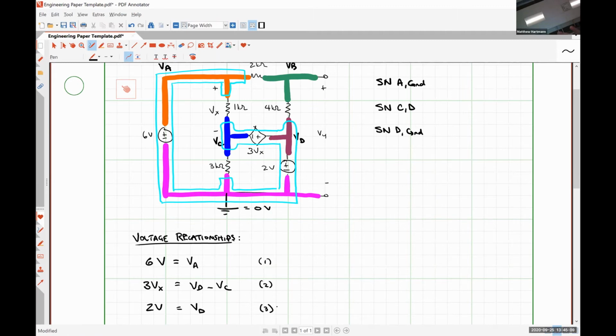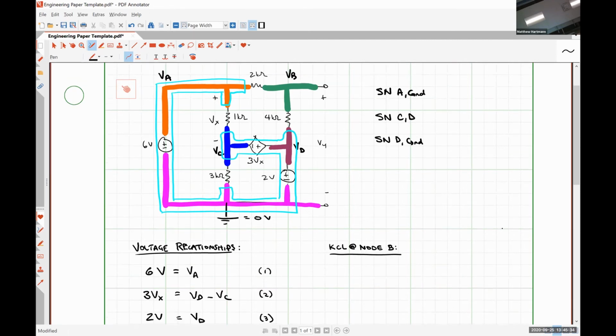Current law equation for this supernode. Again, I can't reiterate this enough, and I'm going to see probably a third of you do it anyway, even though I'm trying to beat it into your skulls. We never ever write a KCL equation that contains our reference node. We need to write a KCL equation for our other nodes, which in this case is simply node B. It's the only one we haven't done anything with yet.